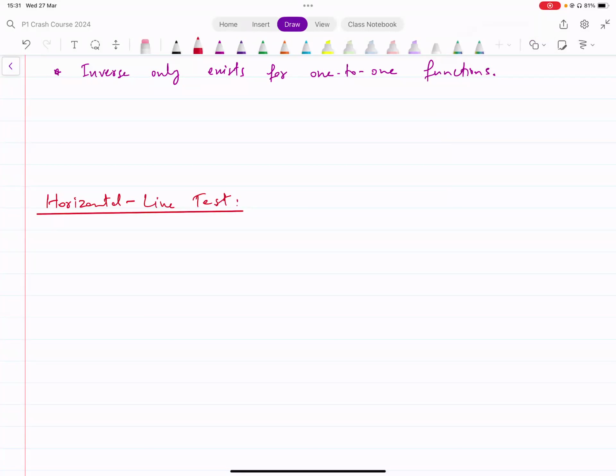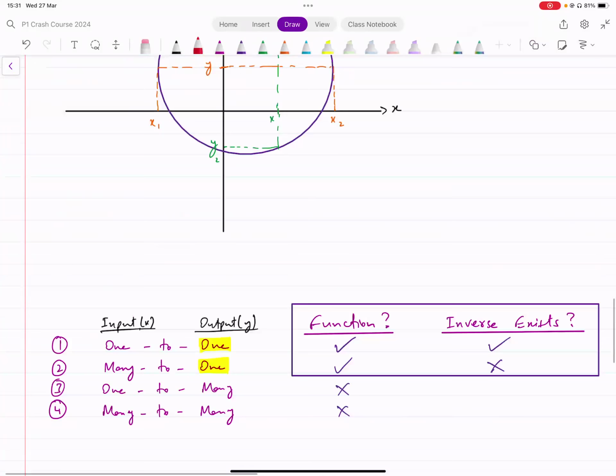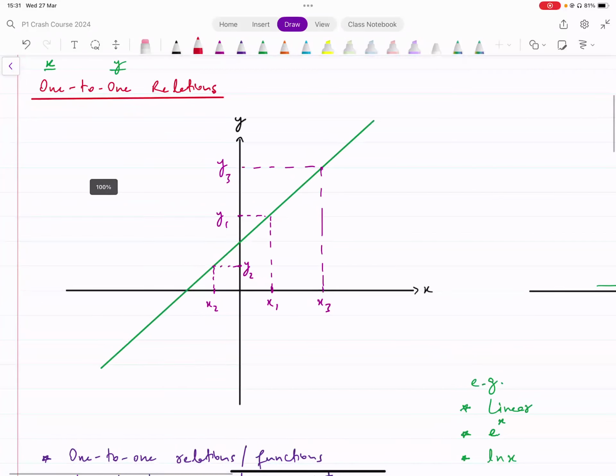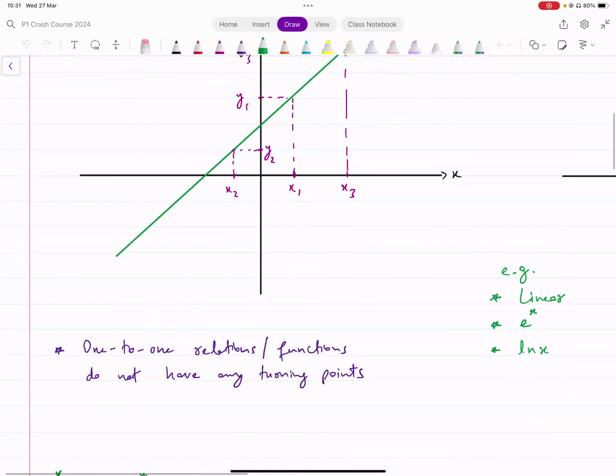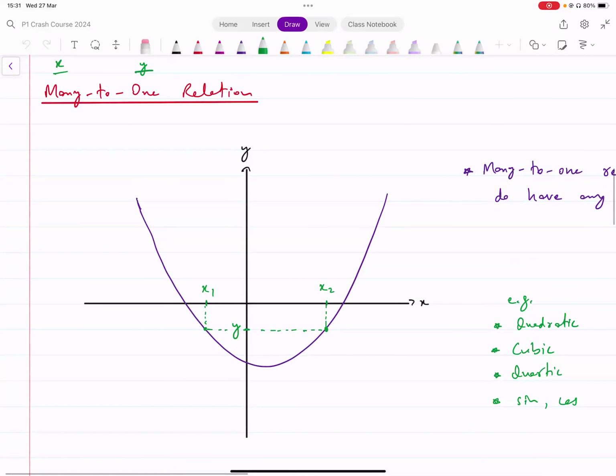Now, what's a one-to-one function and what's a many-to-one function? What's the difference between the two? A one-to-one function is when every value of x gives you only one value of y, and every value of y gives you only one value of x. This is a one-to-one function. In a many-to-one function, you can have multiple values of x that give you a single value of y. That's a many-to-one relation or many-to-one function. How do you differentiate between the two? If we have the graph of the function given, there's a test that we call a horizontal line test. And that works like this.